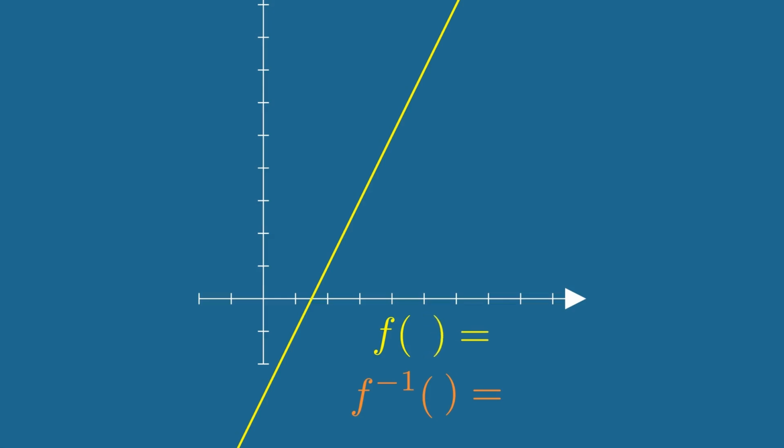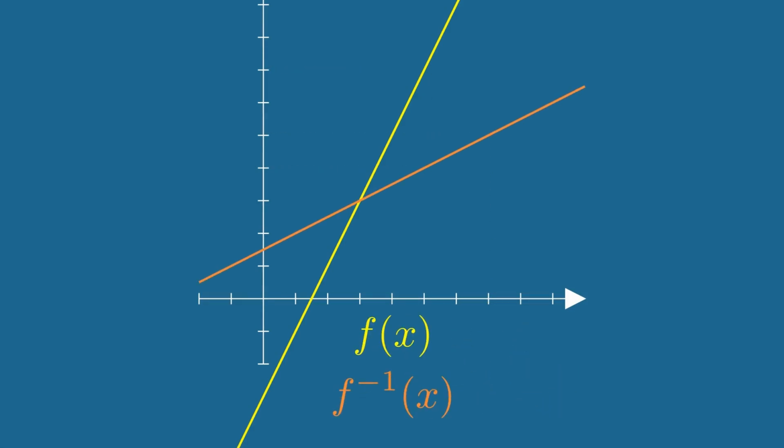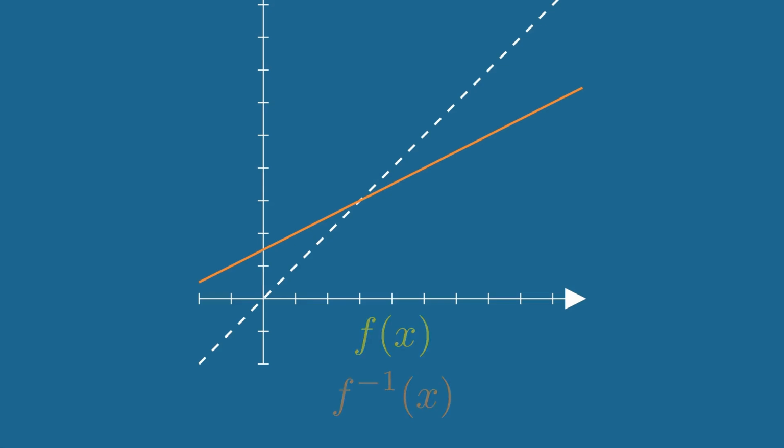Let's try graphing an inverse function. The results should look like this, since all the inputs and outputs, or x's and y's, are swapped. We can also notice that it reflects across a diagonal line. The diagonal line is formed by the graph y equals x.